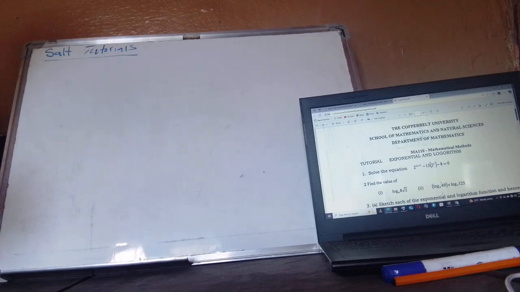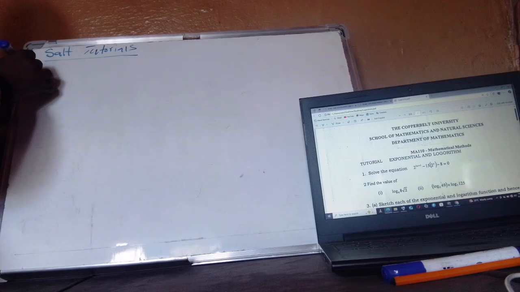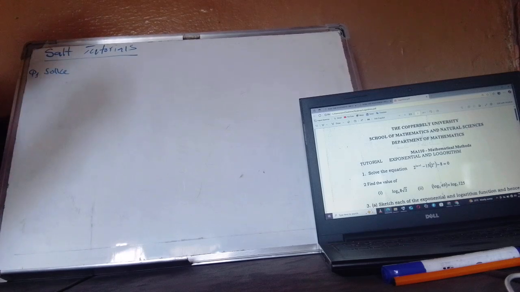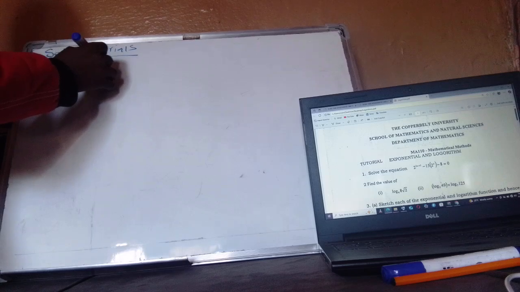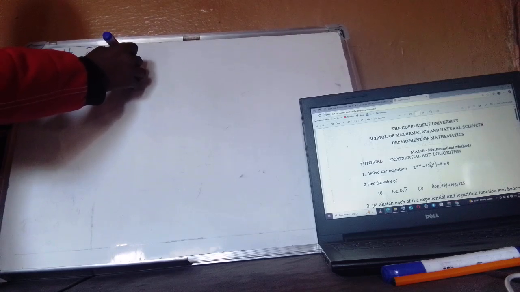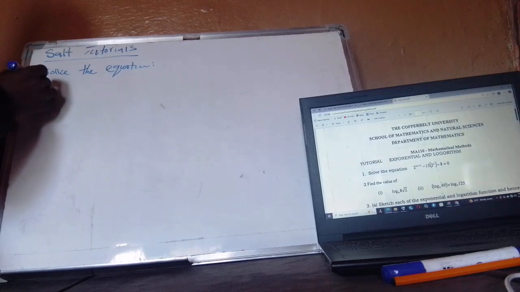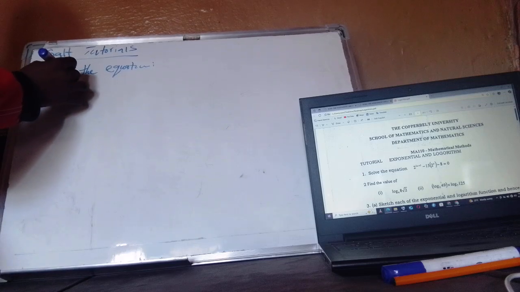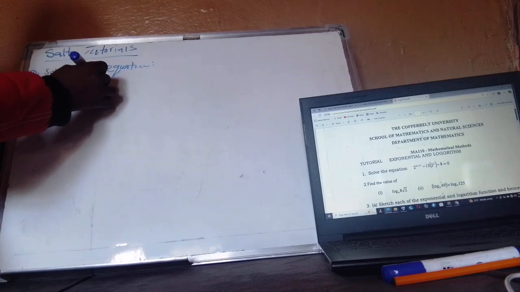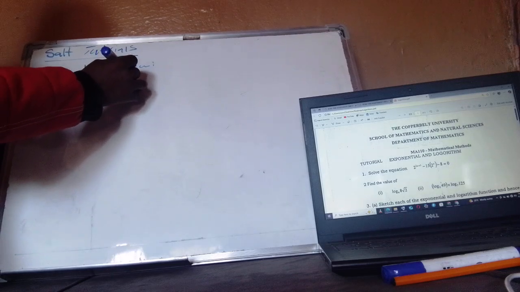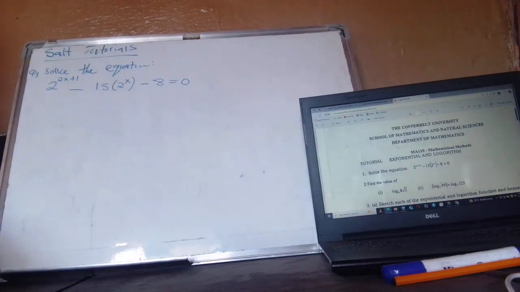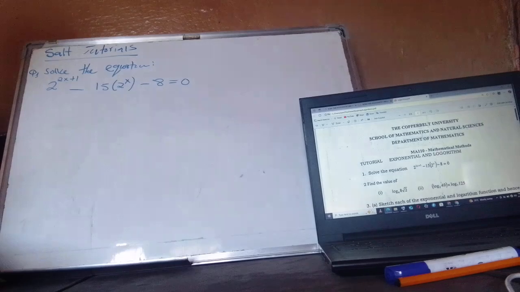Okay, so let's start with the first question given there. The first question says: solve the equation 2 power 2x plus 1, minus 15 times 2 power x, minus 8, equal to 0. That's our first equation.